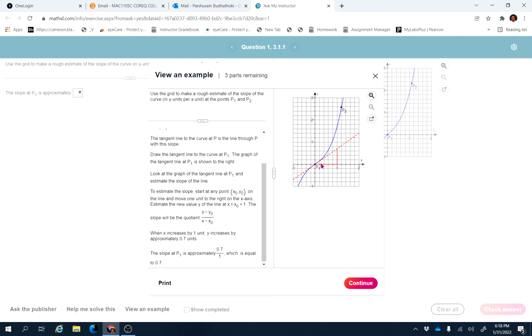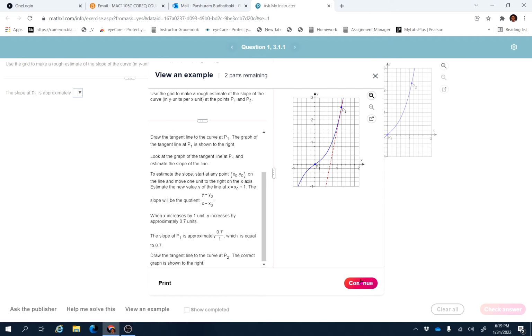Okay, so just choose 2 points and use this formula, y2 minus y1 over x2 minus x1. I mean, y2 means the y coordinate for the second point, y1 means the y coordinate for the first point, and you are free to choose which one is your first point, which one is your second point. And by doing exactly the same thing, you can also find the slope for the tangent line at P2. Just draw the tangent line.